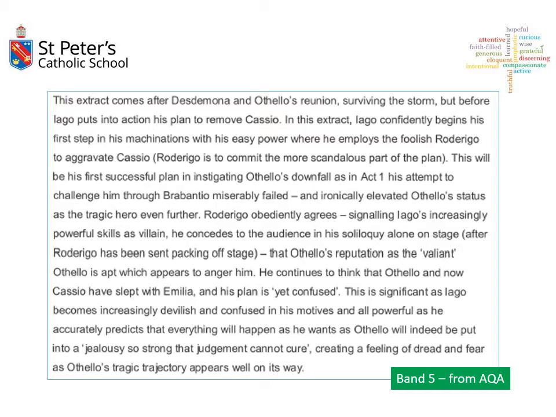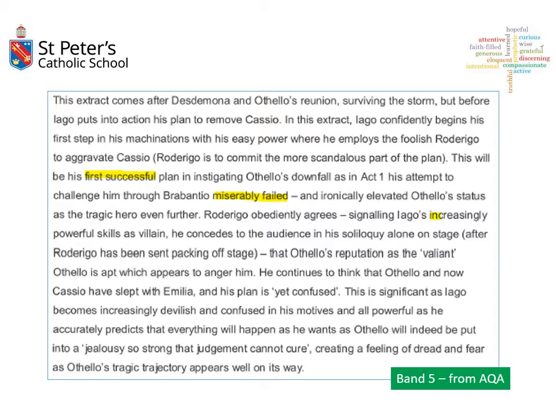Now, when we're looking at the shape of the extract, as I've said, you can see here some comments that are more effective. So this will be his first successful plan in instigating Othello's downfall, as in Act 1, his attempt to challenge him through Brabantio miserably failed. So you've got words in there like first successful and miserably failed, which have some level of commentary in them. So it is not simply telling me what happened, but showing an awareness of the significance of this.